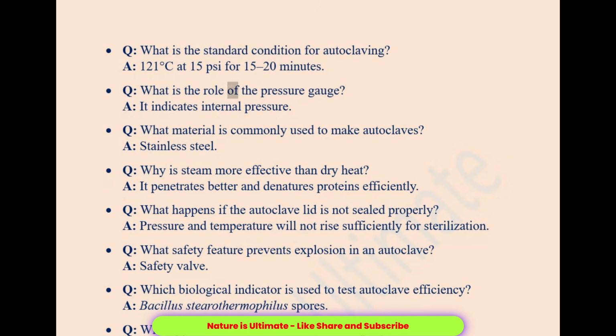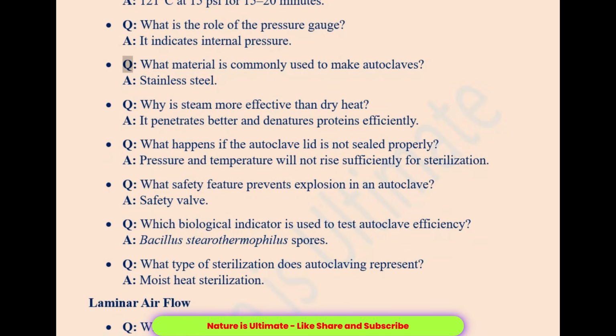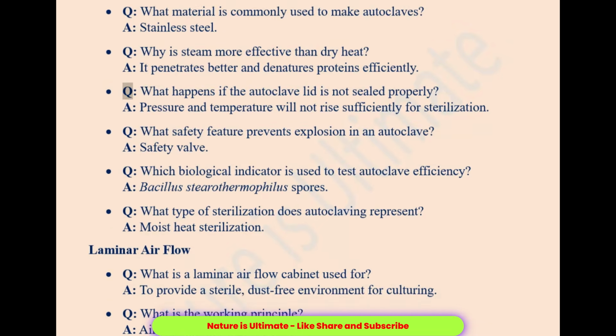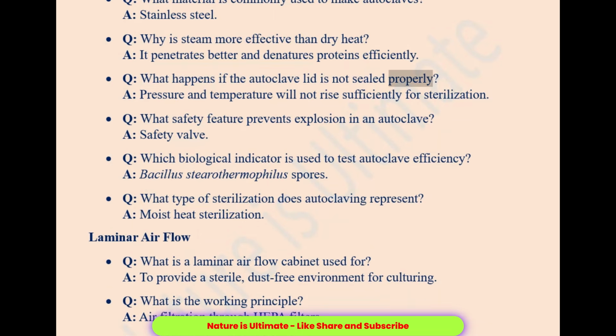Q. What is the role of the pressure gauge? A. It indicates internal pressure. Q. What material is commonly used to make autoclaves? A. Stainless steel. Q. Why is steam more effective than dry heat? A. It penetrates better and denatures proteins efficiently. Q. What happens if the autoclave lid is not sealed properly? A. Pressure and temperature will not rise sufficiently for sterilization.